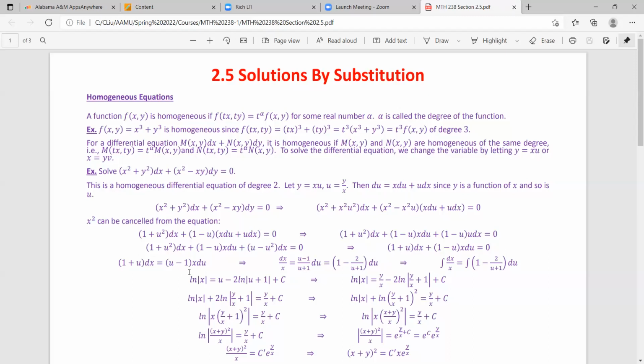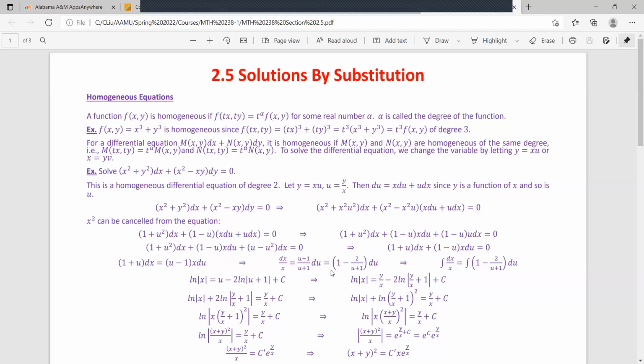Okay. So if you divide by 1 plus u or u plus 1, then the left side just has dx, but then you divide by x. So you get dx over x. On the right side, you divide by 1 plus u. So you get the 1 minus u over u plus 1. And then divide by x. So that cancels. So then you get du. So you can see we just separate the variable. Then we can integrate on both sides to solve the equation.